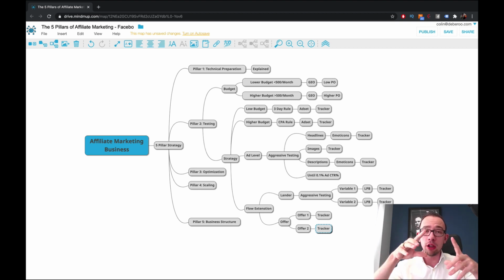Okay, so the lenders, they rotate. User 1, lender 1. User 2, lender 2. User 3, lender 3. User 4, lender 1. Etc. So there's equal distribution. We do the same thing for the offer. So we can say which ad works best, which lender works best, which offer works best, and then we create our perfect flow. We connect all the elements in something which we call a coherent flow, which will come back in optimization, and that's where the money is made.